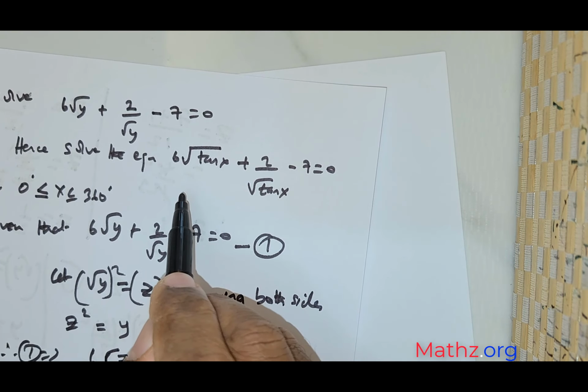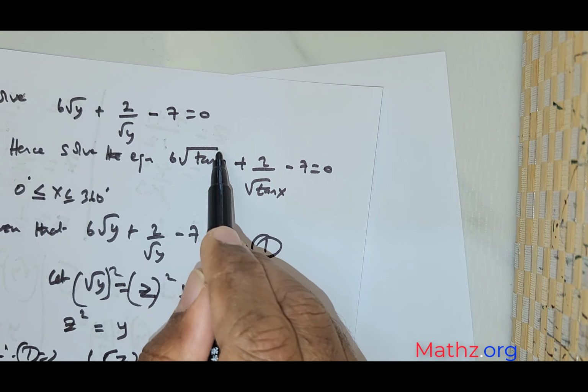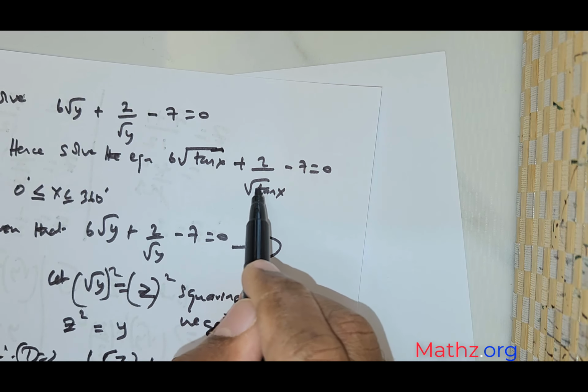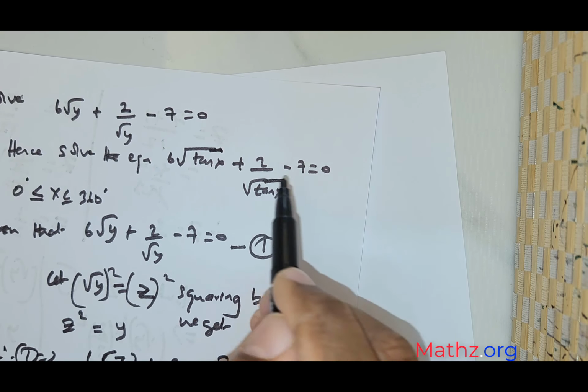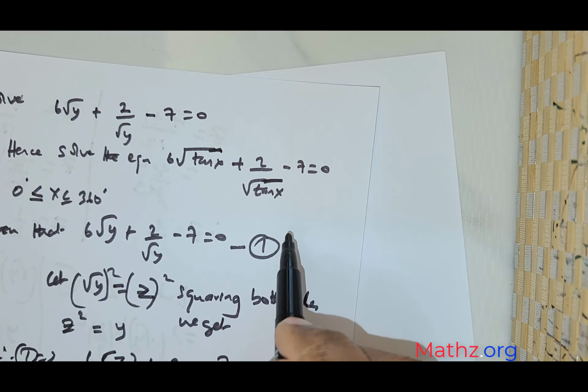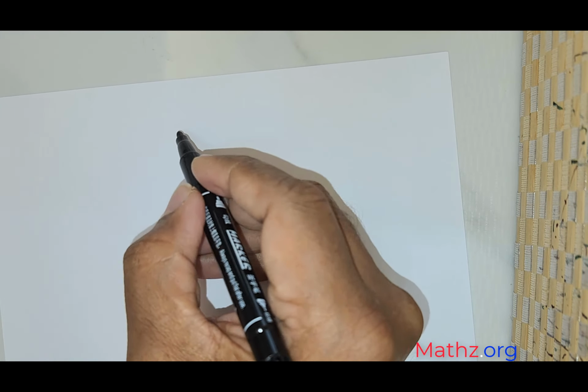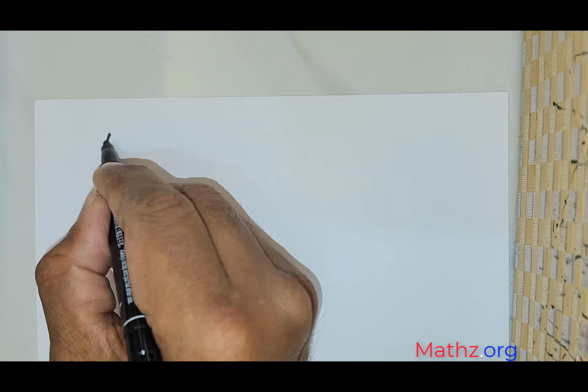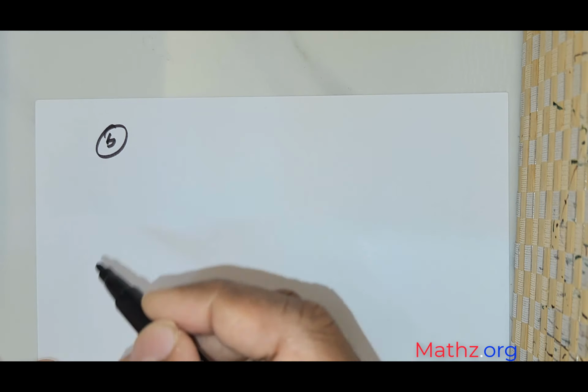We have been given 6 times root of tan x plus 2 over root of tan x minus 7 is equal to 0. We are asked to solve. So this is part B.